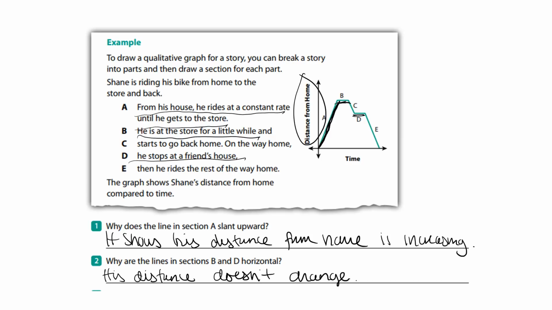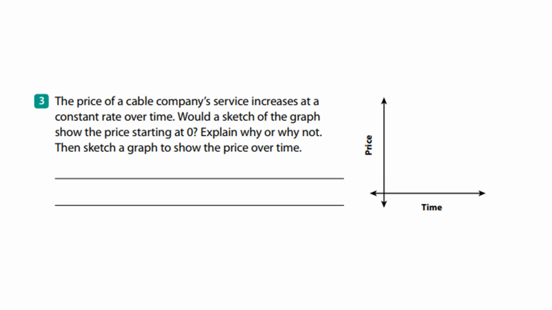And so it is a straight horizontal line. Number 3, the price of a cable company service increases at a constant rate over time. Would a sketch of the graph show the price starting at 0? Explain why or why not. Then sketch a graph to show the price over time.